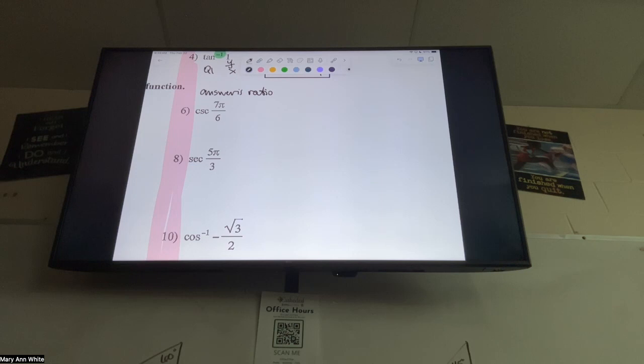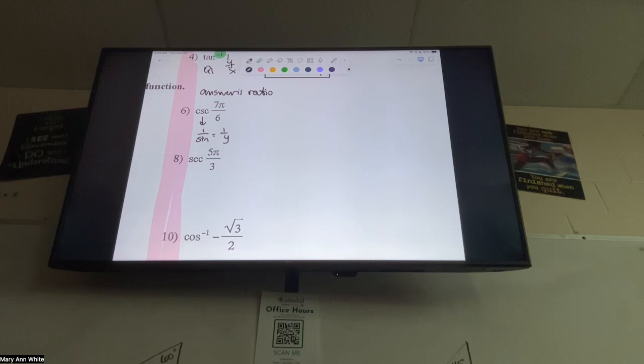So cosecant of 7 pi over 6, what's cosecant? Sine. 1 over sine. And so that's the same thing as 1 over y. 7 pi over 6, do you remember which angle that is, a 30, a 45, or a 60?